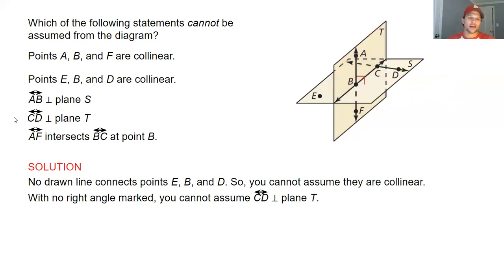Final one, line AF intersects line BC at point B. So let's highlight line AF, and then let's highlight line BC. It does look like those 2 lines cross, and they are crossing at the point B, so that can be assumed. So your 2 that cannot be assumed are points E, B, and D are collinear, and line CD is perpendicular to plane T. And that is the end of the video.